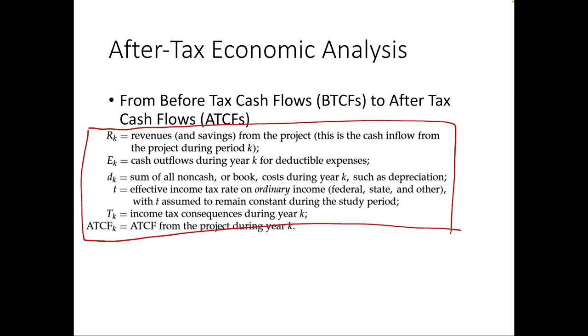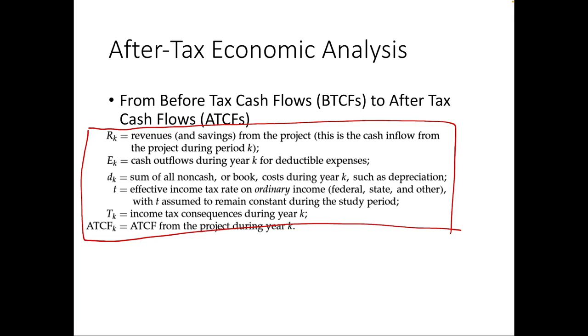And EK is cash outflows during year K for deductible expenses. Okay, so you have some income, you have some outgoing cash flow, which is represented by EK. And K is for the year, okay, for period. Could be year, could be month, okay? And DK is the sum of all non-cash or book costs during year K, such as depreciation. Okay, so usually we use DK to represent the depreciation deduction for each year.